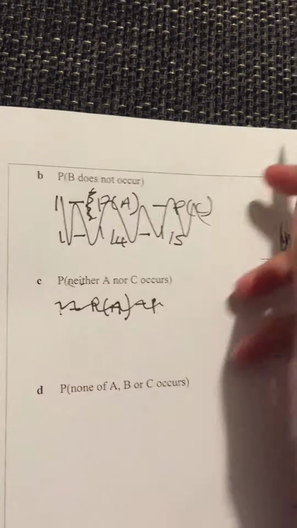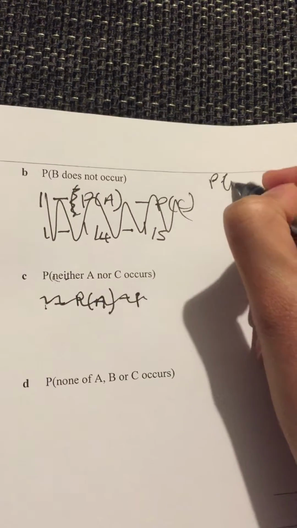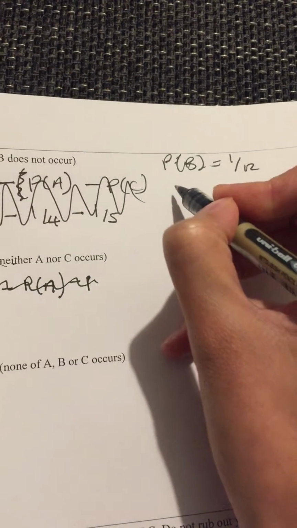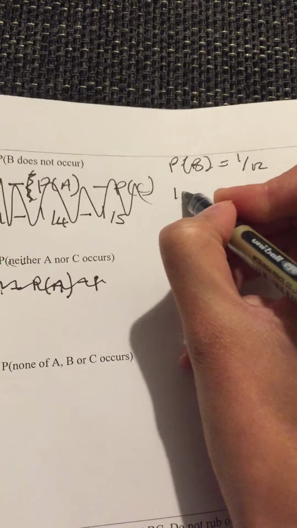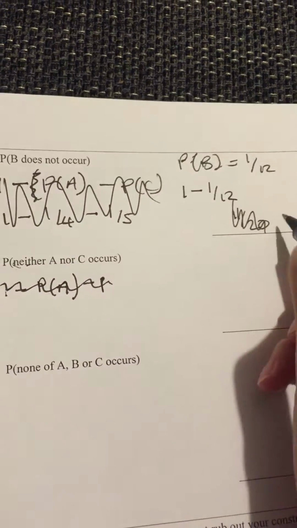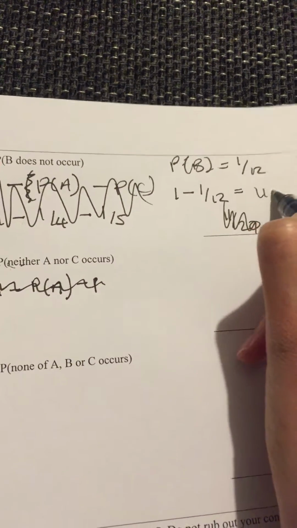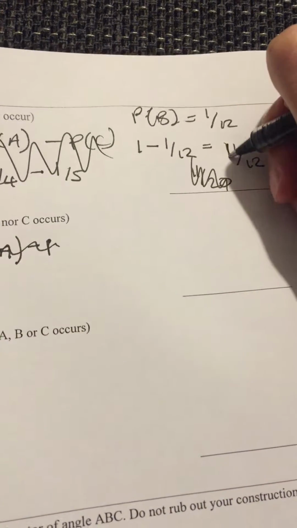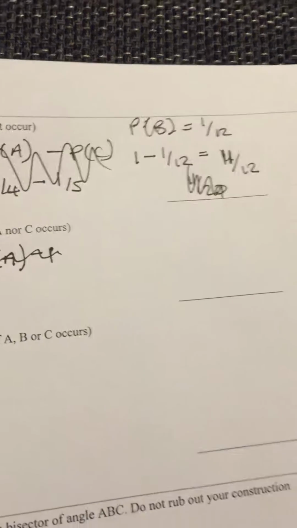Then up here, ignore my scribbles, the probability that B doesn't occur. Well, the probability that B happens, we've just worked out, is 1/12. So the probability B doesn't happen is 1 minus 1/12, which is 11/12. That is my answer.